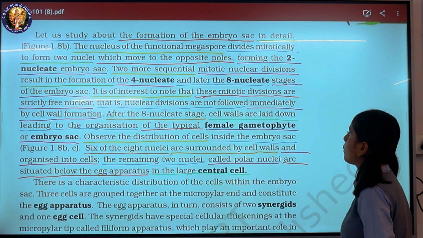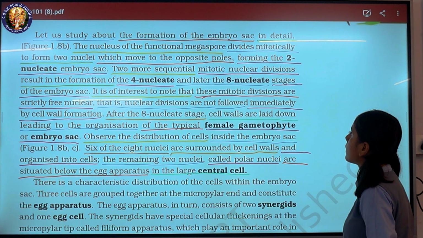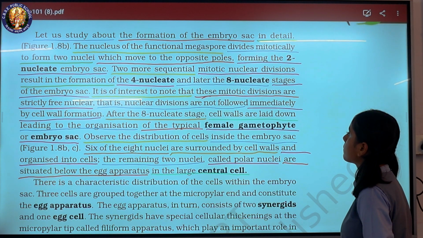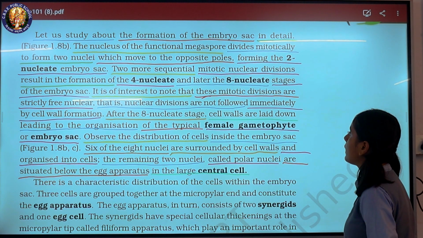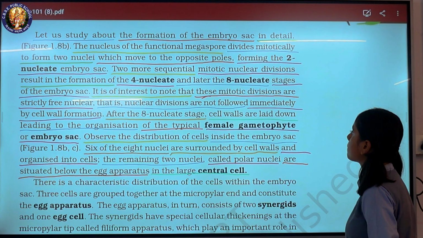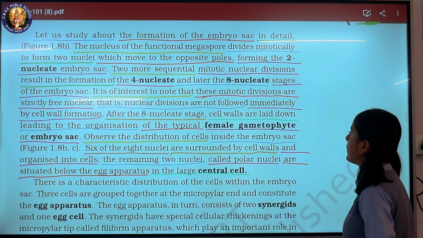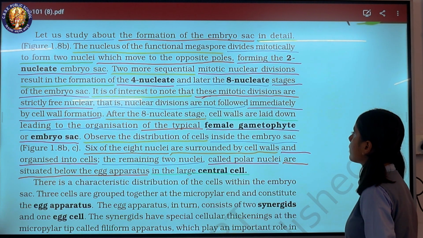It is of interest to note that these divisions are strictly free nuclear. That is, nuclear divisions are not followed immediately by cell wall formation. After the 8 nucleate stage, cell walls are laid down, leading to the organization of the typical female gametophyte or embryo sac.